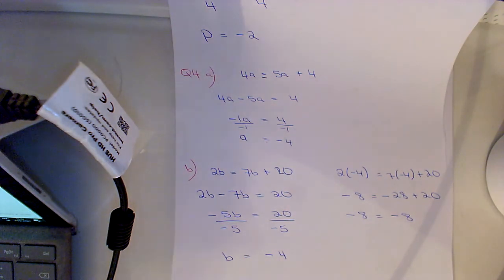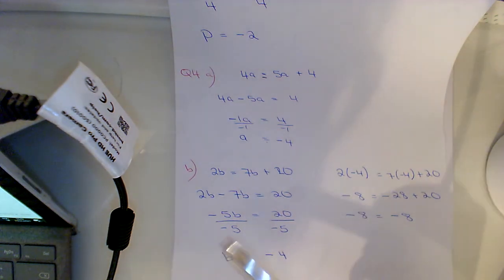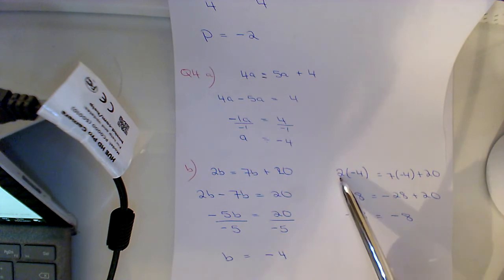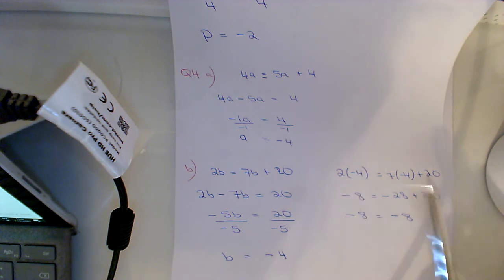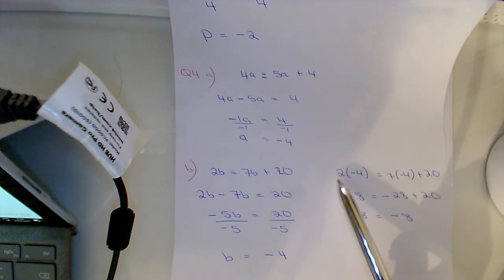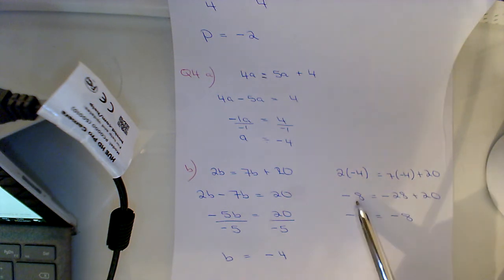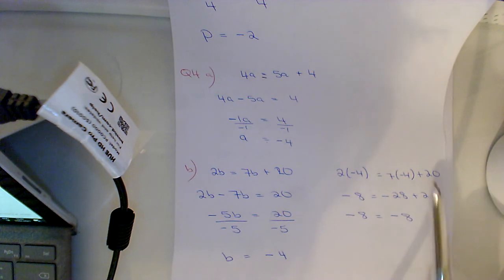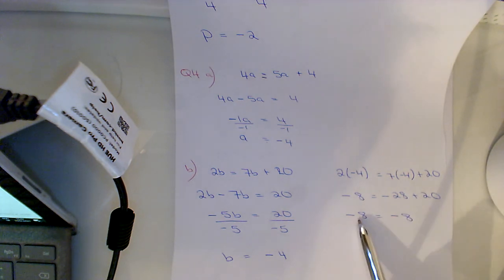So I need to sub in wherever I have a b, put in minus 4. So here I have 2 bracket minus 4 is equal to 7 bracket minus 4 plus 20. So 2 bracket minus 4 will give me minus 8. 7 bracket minus 4 will give me minus 28 plus 20. Then I have minus 8 is equal to minus 8.